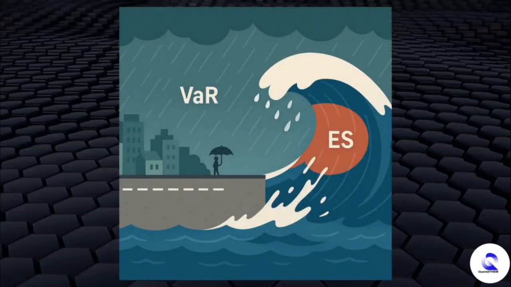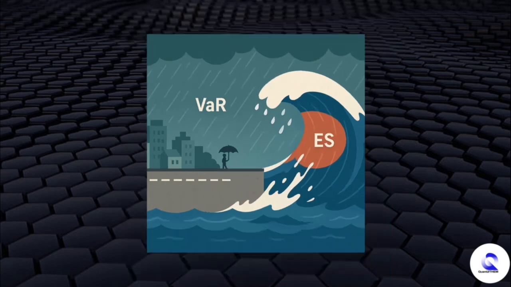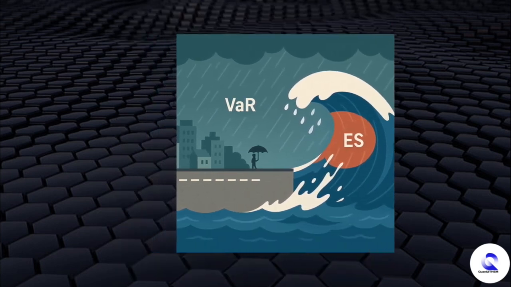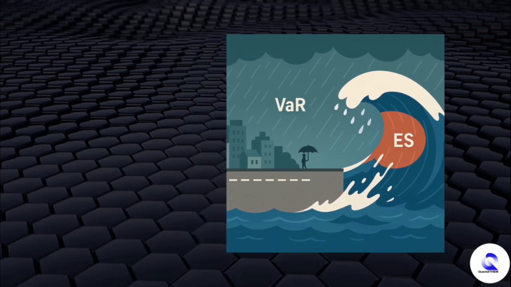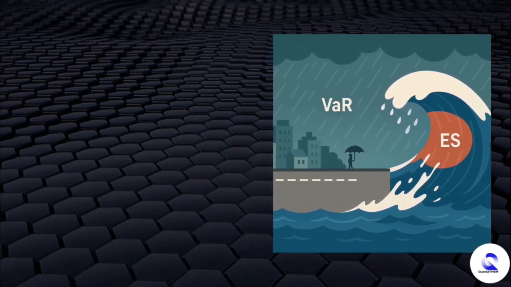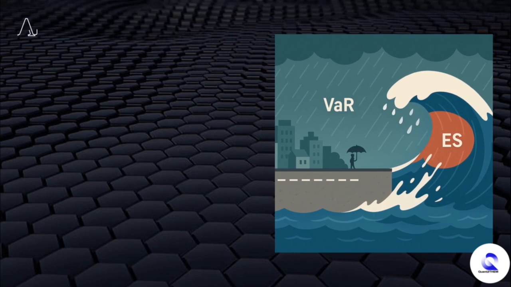Imagine you are a city planner staring at a stormy coastline. You build a seawall tall enough to block out 99% of storm surge. That is your value at risk, or VAR. It is the level of protection you expect to hold most of the time, but storms can still get worse. What happens during that 1% extreme weather event?